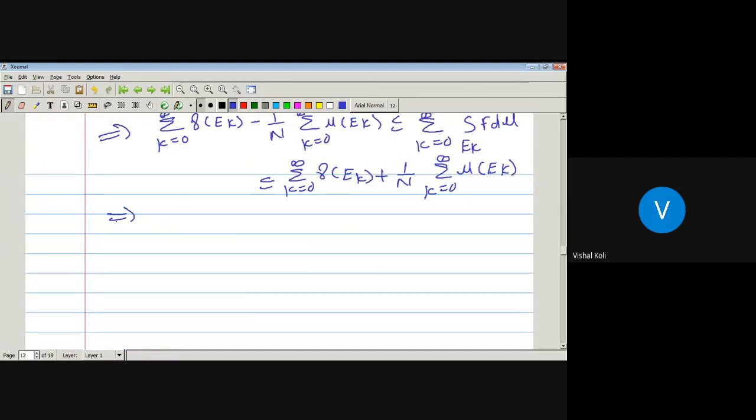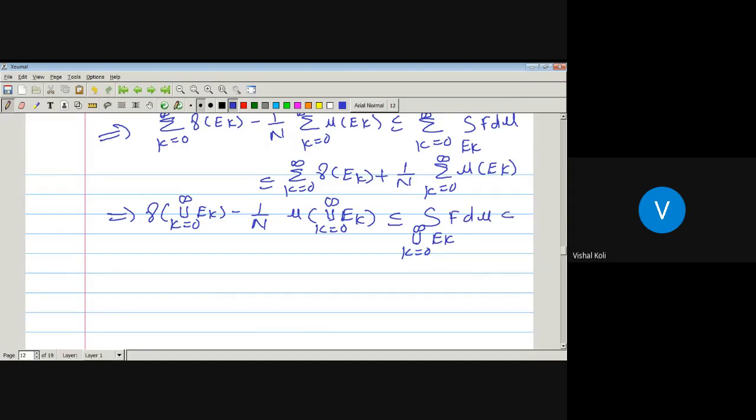But we know that as gamma is a measure, it is countably additive. Therefore summation k running from 0 to infinity of gamma of ek is nothing but gamma of the union over k running from 0 to infinity of ek. So it can be written as gamma of the union over k running from 0 to infinity of ek minus (1/n) times the measure of the union over k running from 0 to infinity of ek, and which is less than or equal to, as here each ek is a disjoint measurable set, hence the summation of integration is nothing but the integration over the union, since the ek's are disjoint measurable sets.